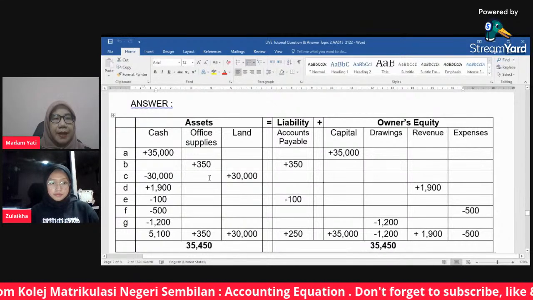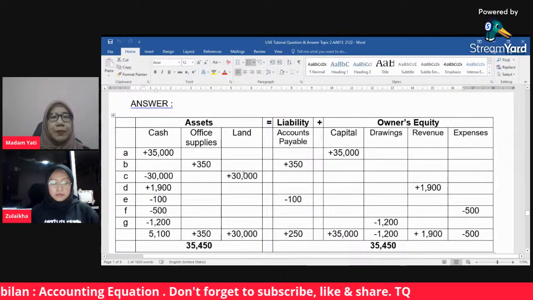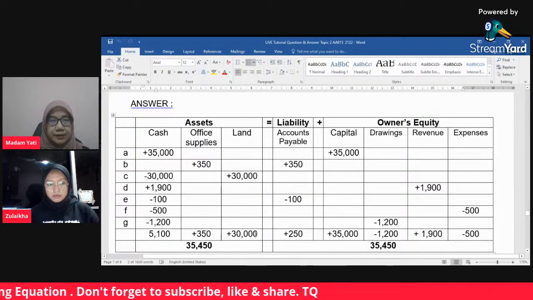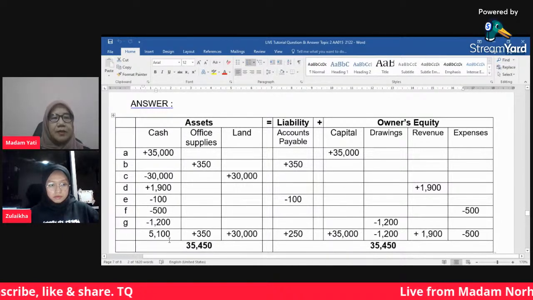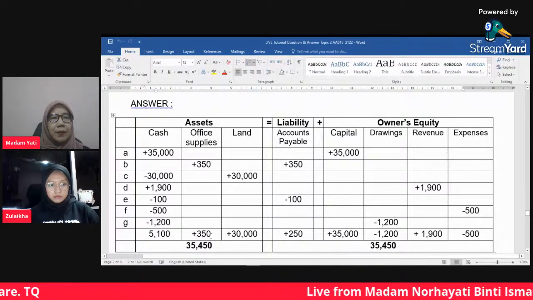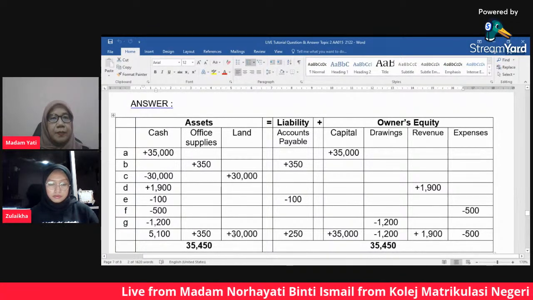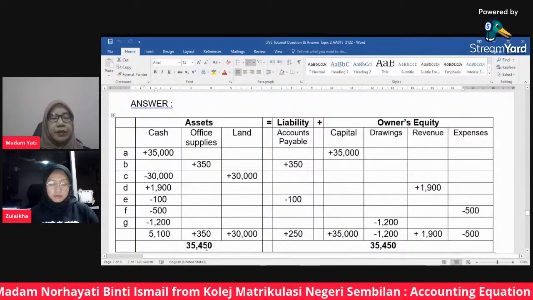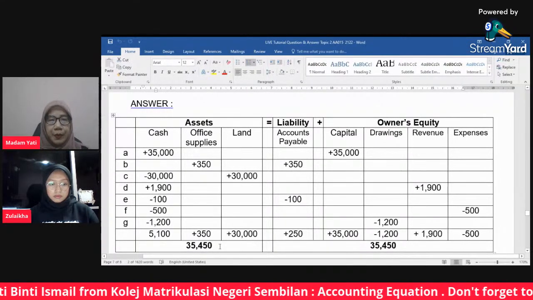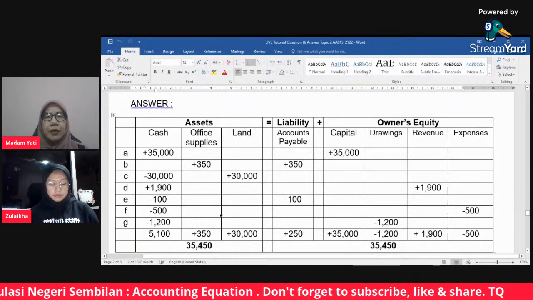And for office supply, you get the total 350. And for land, the total is 30,000. So the total asset you have to add cash plus office supply 350 plus 30,000. So the amount for asset or the total asset equals to 35,450. So this is the left side of accounting equation.